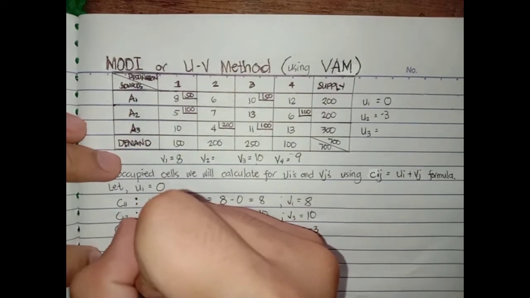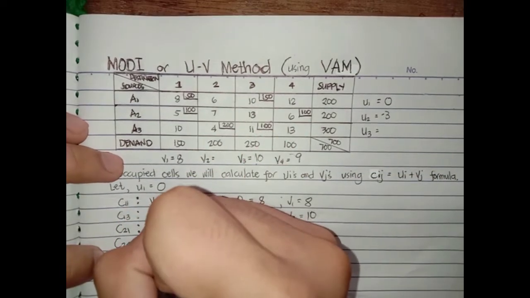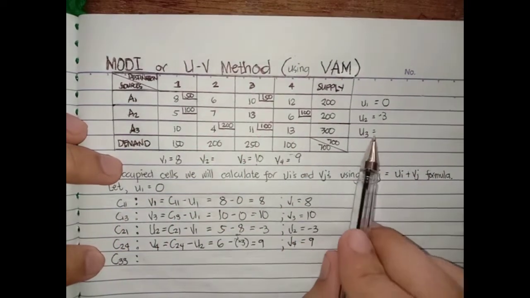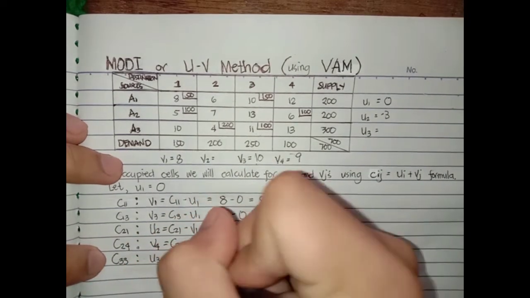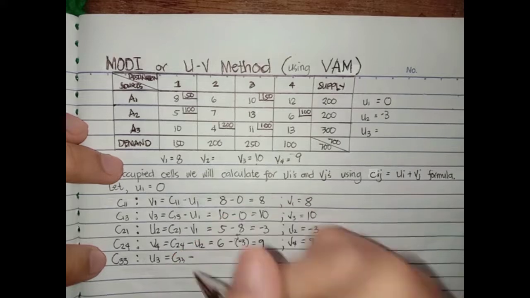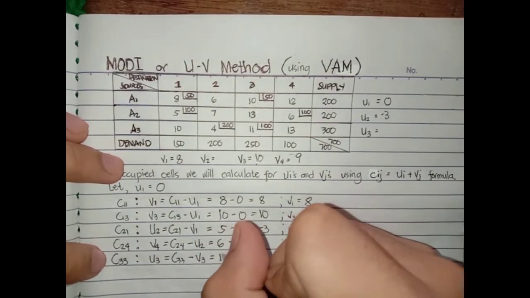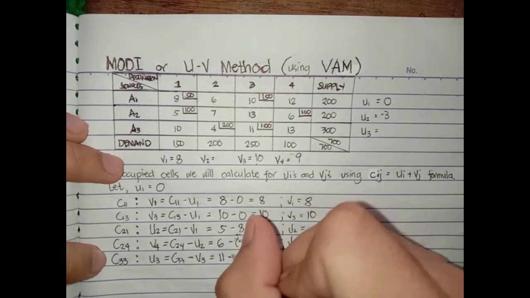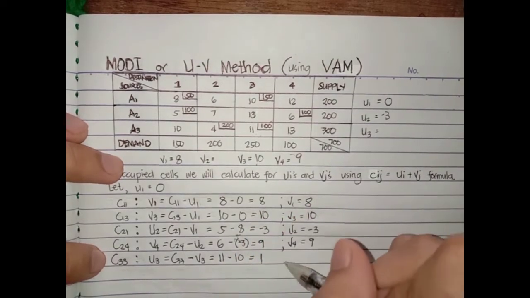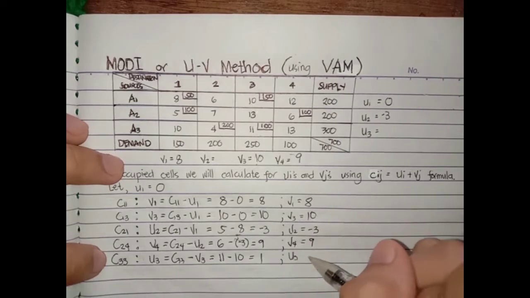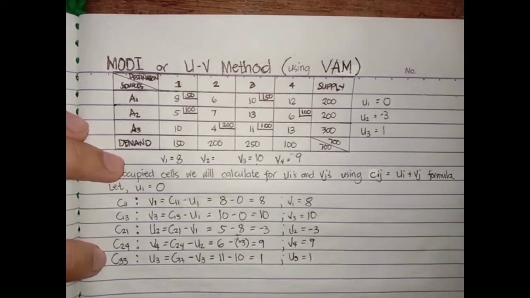So C row 3, column 3, C33. Since we have the value of V3, we are going to find U3. U3 is C33 minus V3, so we have 11 minus 10, which is 1. So the value of our U3 is equal to 1. We'll put 1 here.